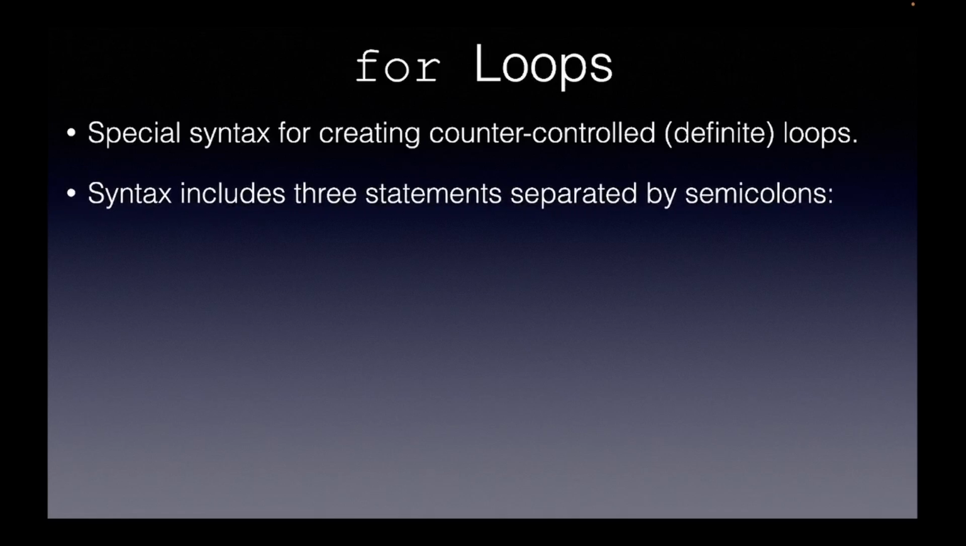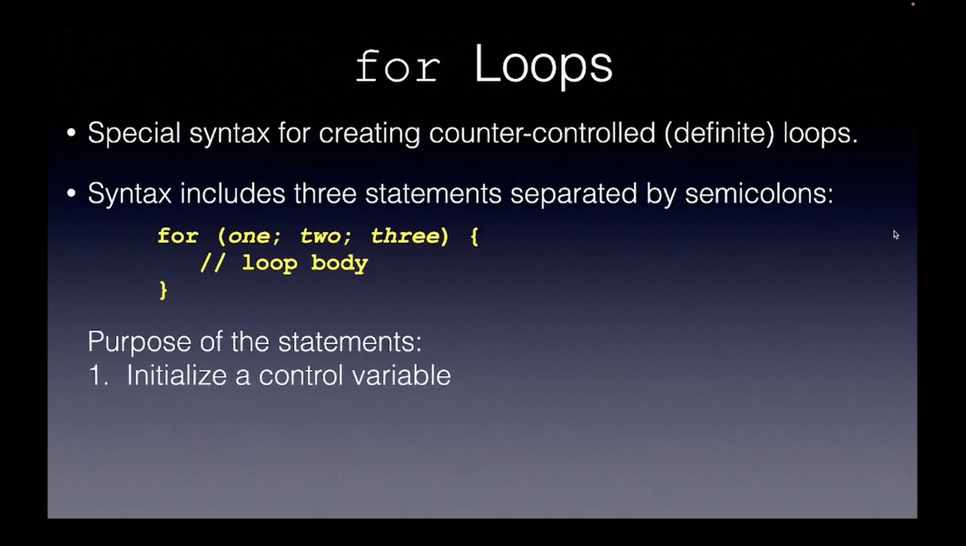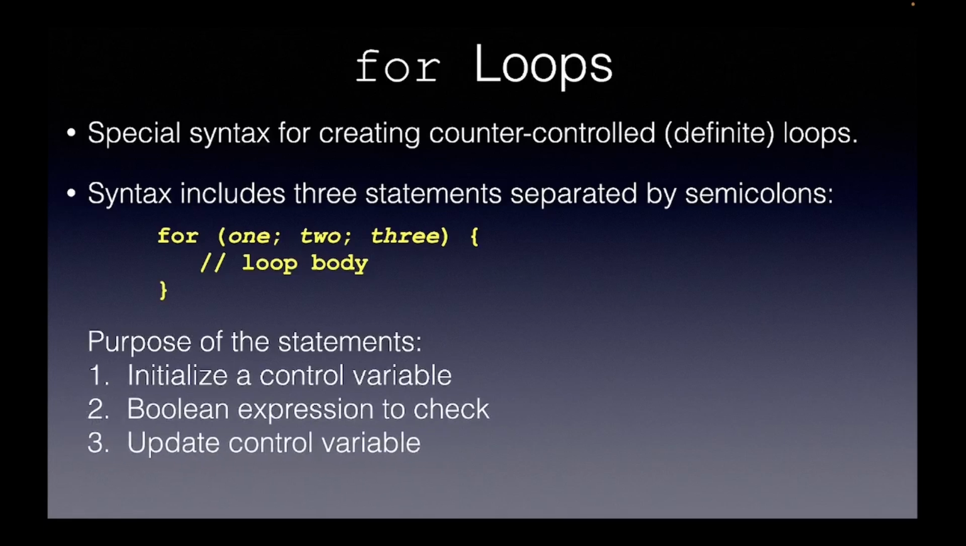The syntax looks like this. It's going to be the keyword for and then parentheses. But in that parentheses, instead of just having a Boolean expression like we have in our previous examples, we're going to have three separate statements, right? And then we're going to have our code block, which is basically the body of the loop. And those three statements are going to match up with the three things we need to be aware of when we are making a loop, right? We have to initialize a control variable, we have to check a Boolean expression, and we have to update that control variable. Well, not coincidentally, that's what these three statements are there for.